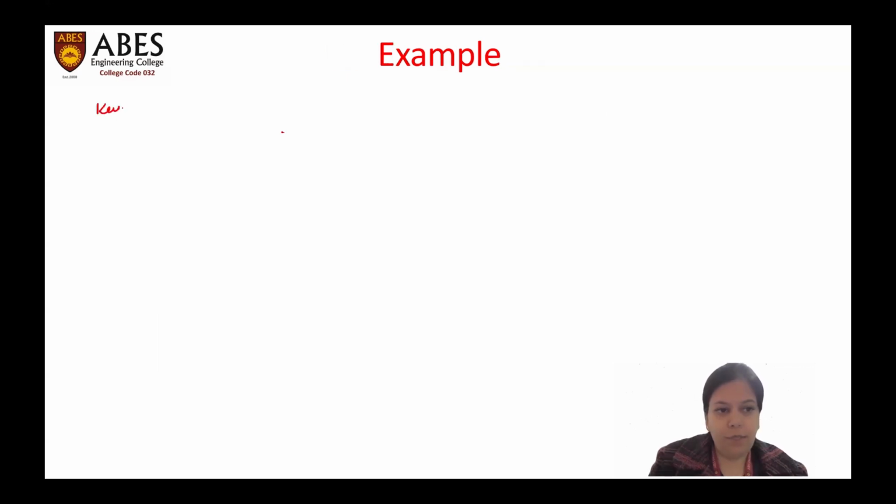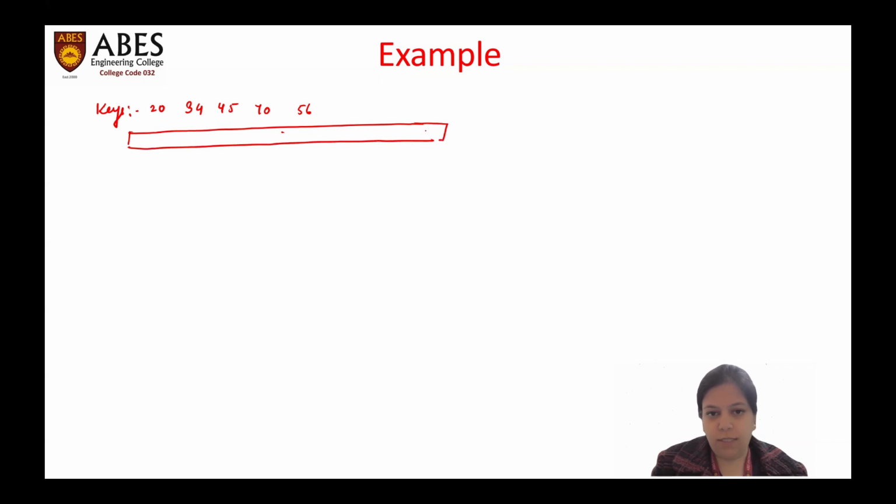Let us take a few keys. Suppose the keys that we are taking are 20, 34, 45, 70, and 56. And suppose the table size is 11, right? So the number of slots in the table are 11: 0, 1, 2, 3, 4, 5, 6, 7, 8, 9, and 10. So the number of slots will range from 0 to 10, as the value of m is 11, right?